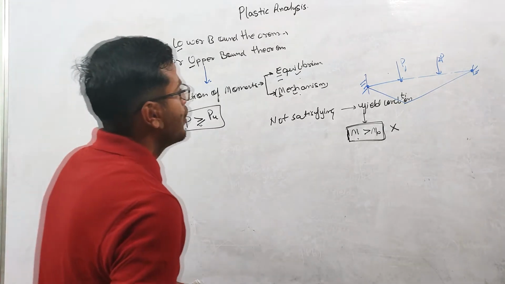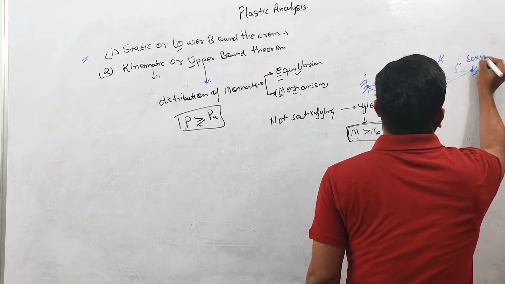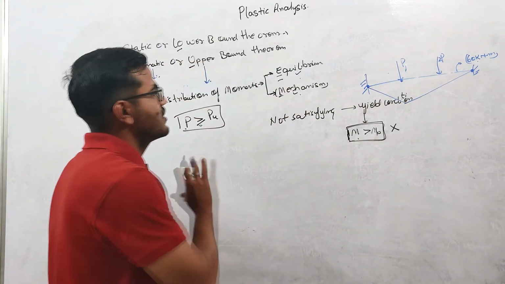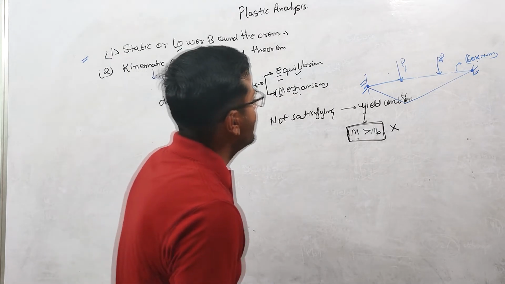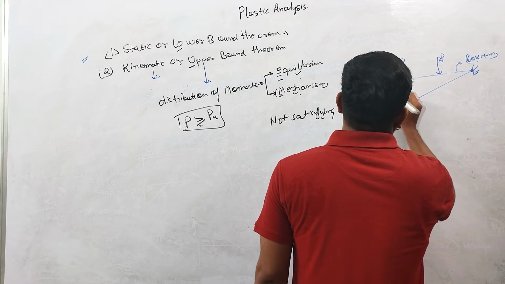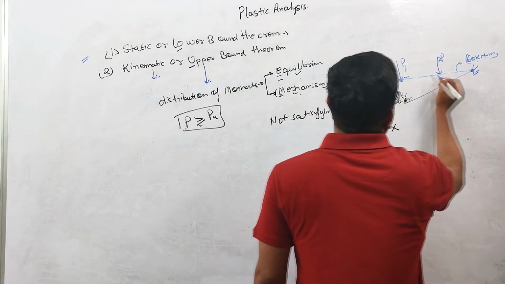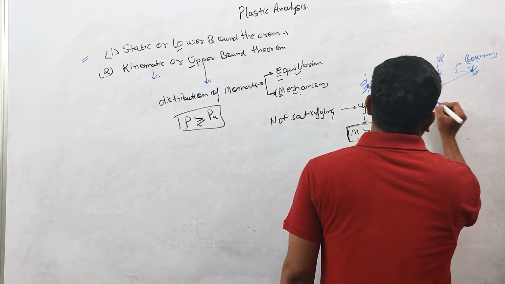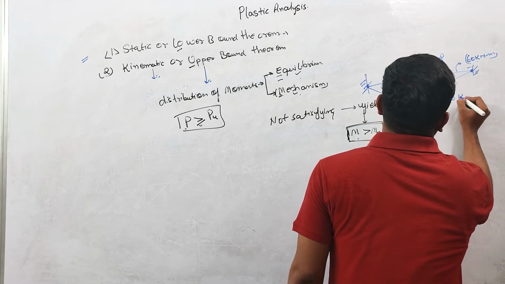And you are given the moment capacity, let us suppose, of this beam as 60 kilonewton meter, for example. And we are assuming that the cross section is the same, so the moment capacity will be the same. So if you are calculating the collapse load for this mechanism, when the plastic hinge is forming at this point, let us suppose you are getting the collapse value, suppose 100 kilonewton.